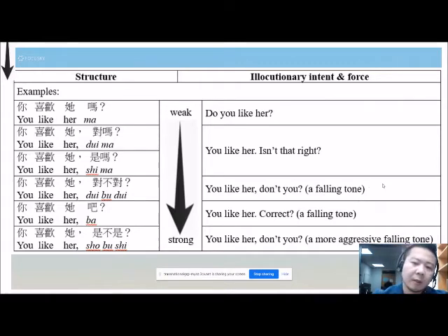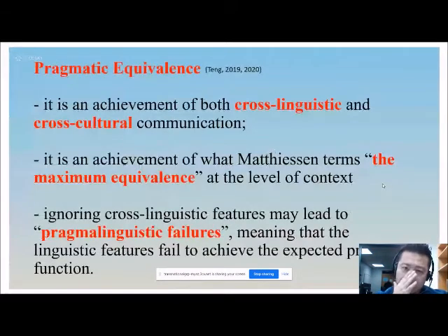So here again, I can point out the importance of achieving pragmatic equivalence in translation and in interpreting, because when we do that, we are actually achieving both cross-linguistic and cross-cultural communication. So we don't get stuck by words. We don't get stuck by the literal meaning of words.